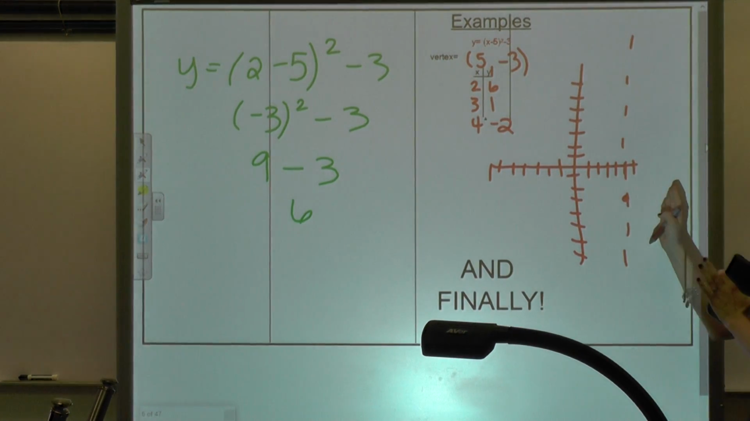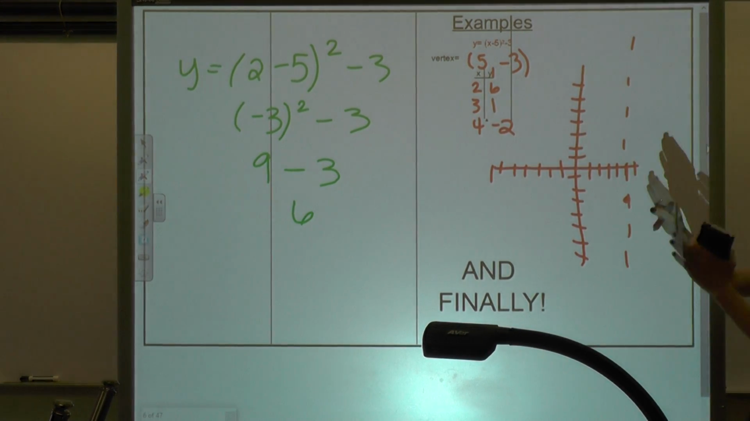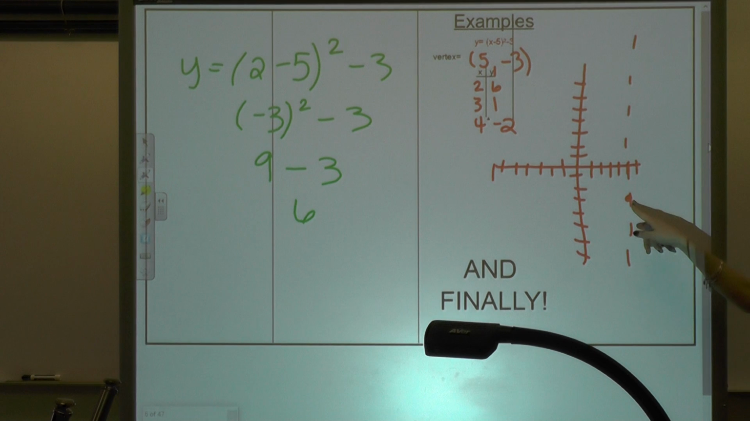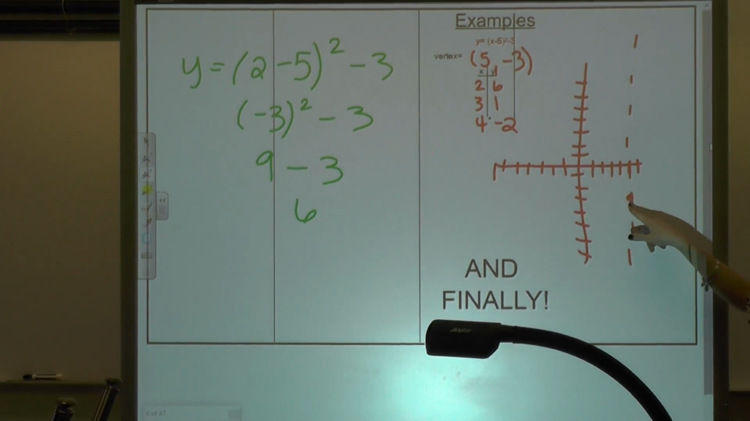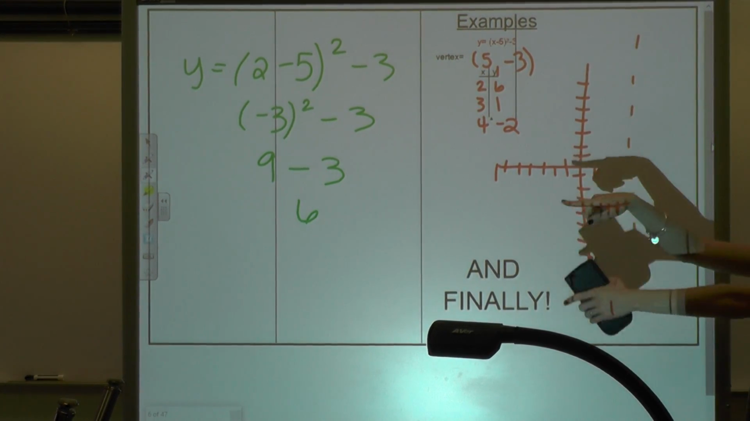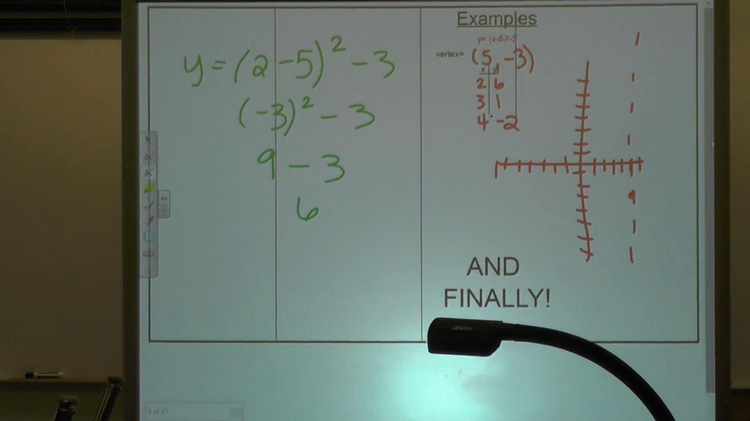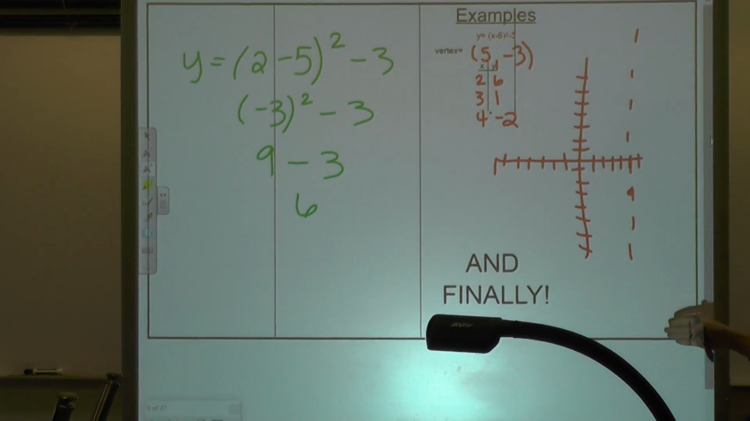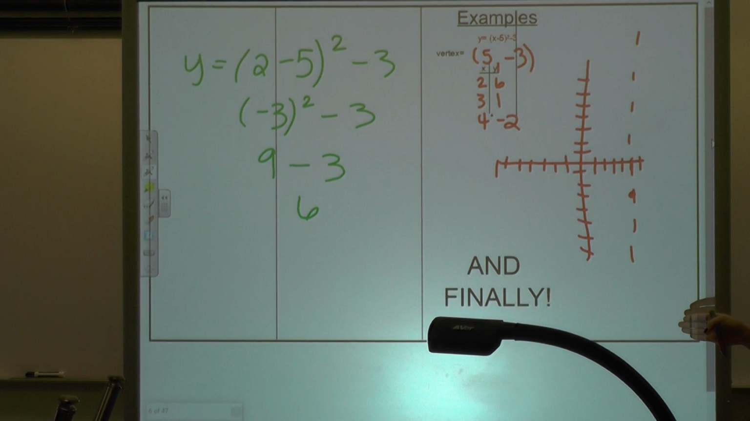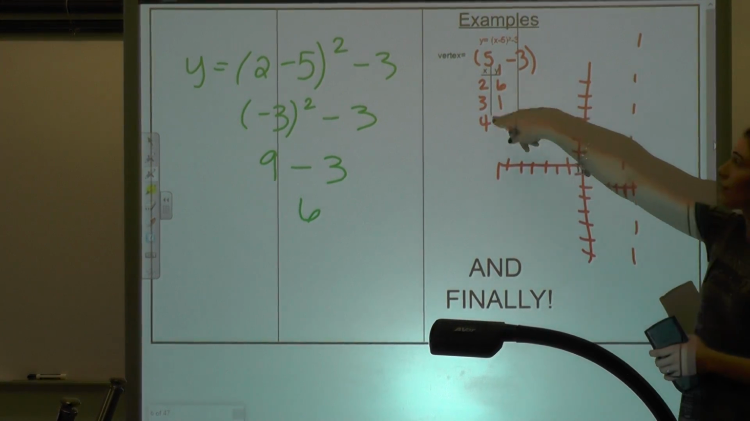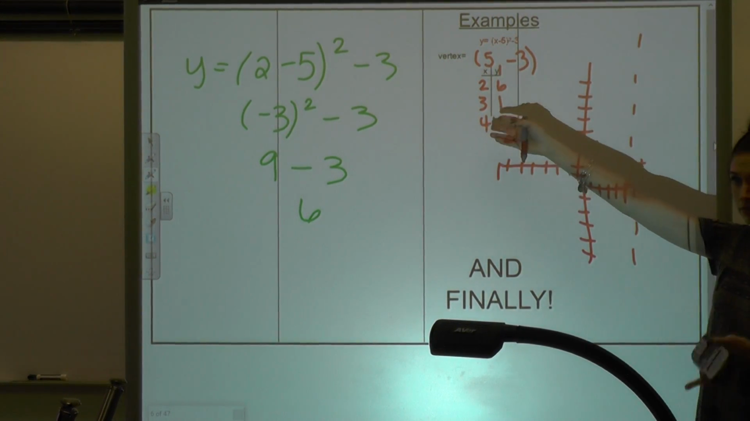So now we've gotten to the graph part. The first thing I did was I graphed the point for my vertex. So I graphed (5, -3). And same thing for standard form, you start off graphing that vertex, and then you always put the axis of symmetry through the vertex. Then we're going to graph a couple of points that we figured out through our calculator.